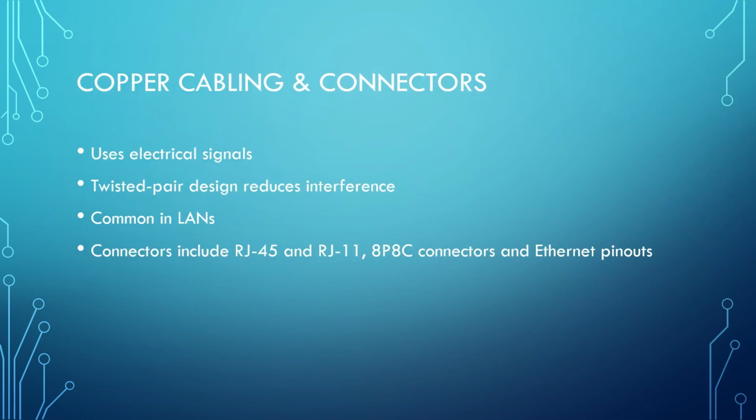Copper cabling and connectors use electrical signals. The twisted pair design within them reduces interference. You'll be seeing a lot of these within networks. They are very common in LANs. The connectors include RJ45 for basic Ethernet and RJ11 for phones, 8P8C connectors, and Ethernet pinouts.